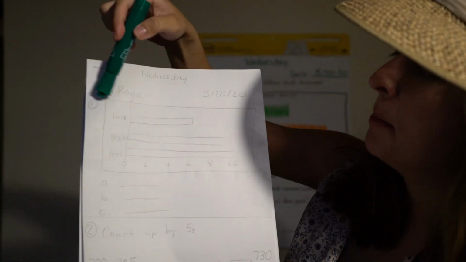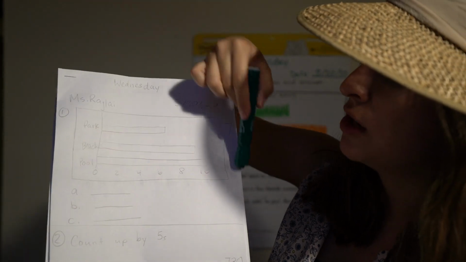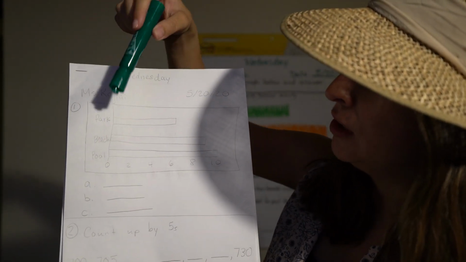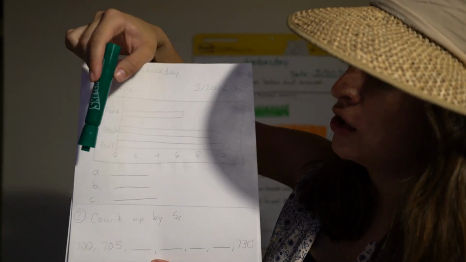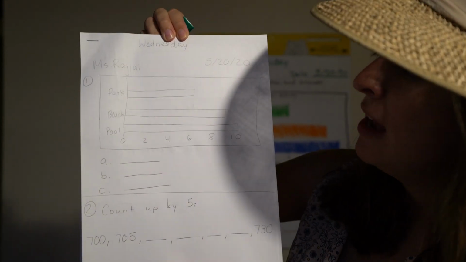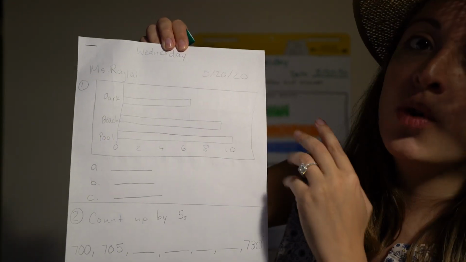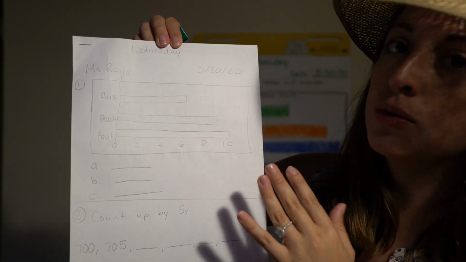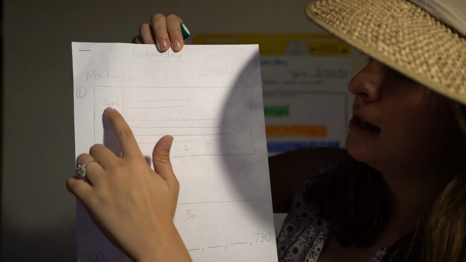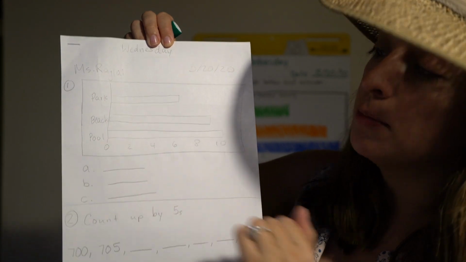So at the top, you're drawing a box because we're going to do a bar graph for number 1. And then below this box, you're going to do A, B, C with 3 blank lines. And then for your bar graph, you're not going to do all of the labels. You're just going to do just the ones that we need to see. Okay, so you're going to label for park, for beach, and for pool.